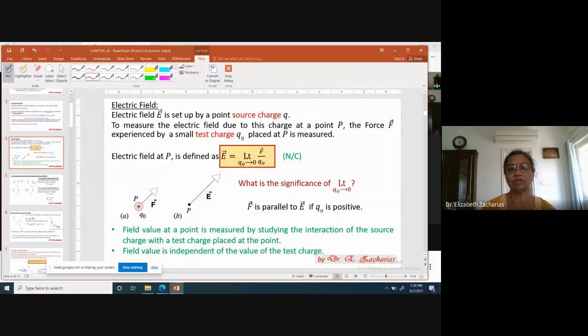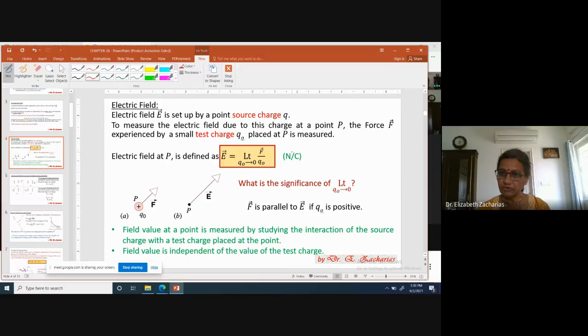E is equal to limit Q naught tends to 0 of F by Q naught, where F is the force experienced by Q naught when it is in the field of Q. Now we wrote this equation for a point charge, but remember this equation holds good even for extended or continuous charge distributions, or even a combination of point charges giving rise to a discrete collection of charges or continuous charge distribution.